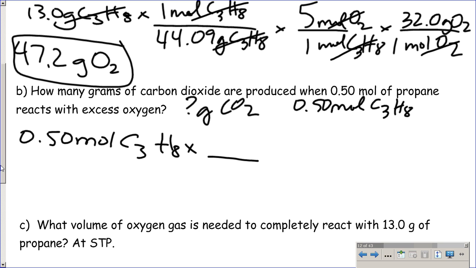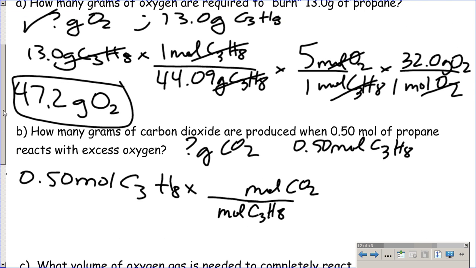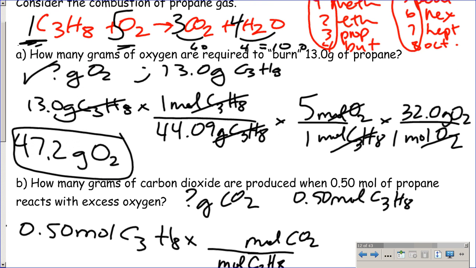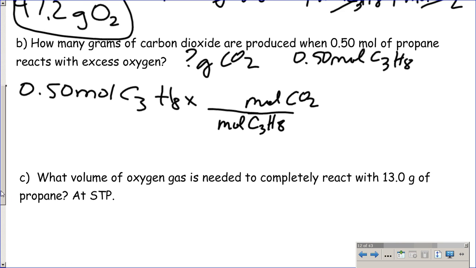Mole ratio. What is the mole ratio? It's 1 to 3. Good. So you have moles of propane on bottom because you have to cancel moles of propane. You want moles of carbon dioxide on top because that's the new identity you want to get to. To get these numbers, you go to your BCE and see I have 1 propane and 3 carbon dioxides. So the ratio is 1 propane to 3 carbon dioxides, simply from the BCE.